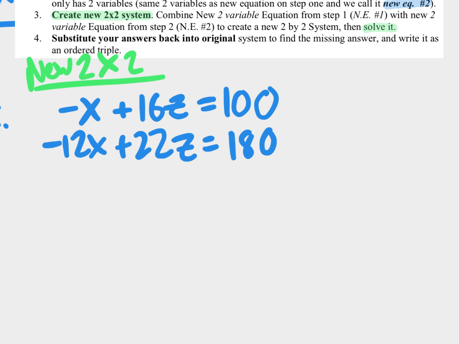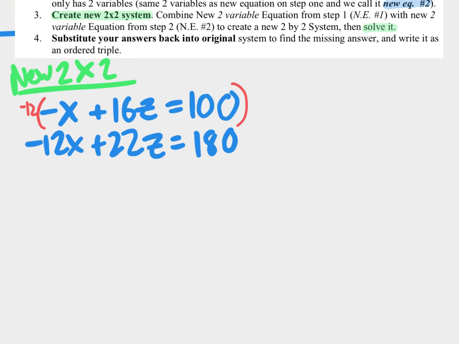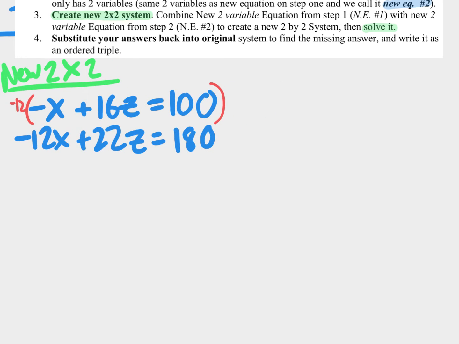X's. It's obviously way easier to think of the multiples of 1 and 12 as opposed to the multiples of 16 and 22, right? So let's cancel out the 12s. How could I cancel out the negative 12x down here? By doing what to this top one? Multiplying by negative 12. That's exactly right. So I am modifying this top equation, multiplying everything by negative 12.